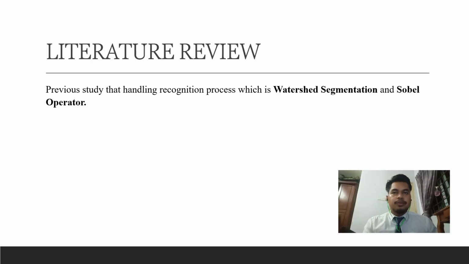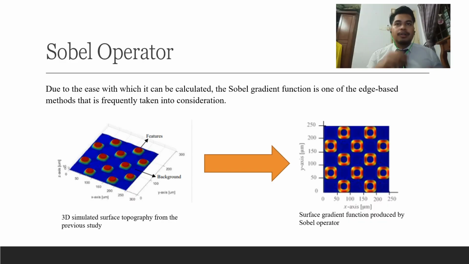In the literature review, students investigate previous studies that handle the recognition process, which are watershed segmentation and Sobel operator. To handle this project, students need to understand the methods that can be used to do the recognition process. Due to the ease with which it can be calculated, the Sobel gradient function is one of the edge-based methods that is frequently taken into consideration. The Sobel operator algorithm makes use of two kernels. One identifies the horizontal edges and the other identifies the vertical edges.